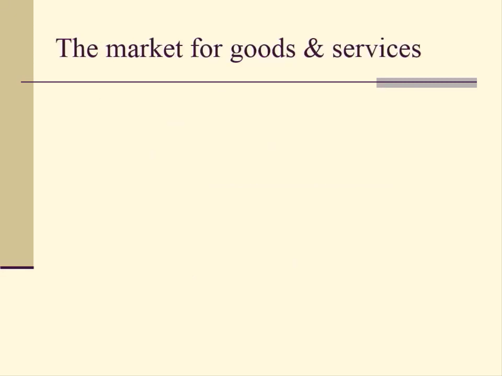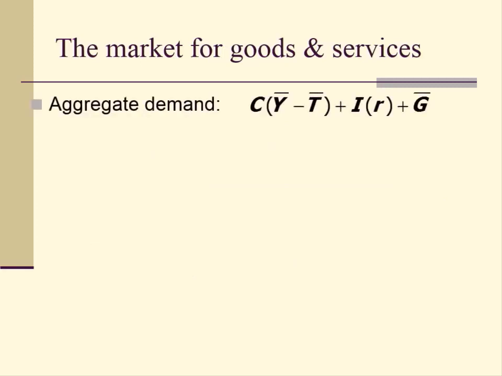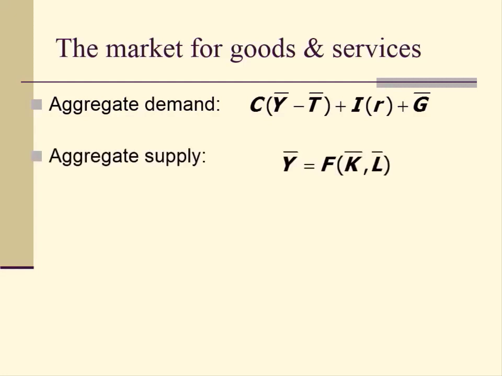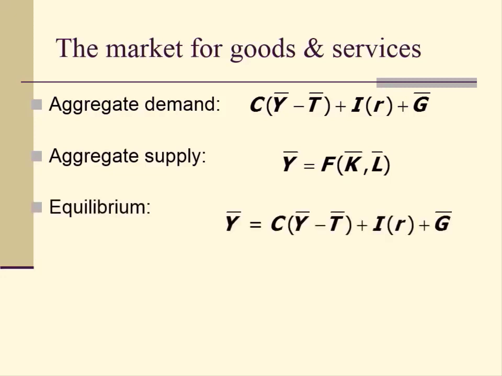So at the end, the market for goods and services can be depicted in this way. That is, aggregate demand should be equal to C of Y bar minus T bar plus I of R plus G bar. And aggregate supply is depicted as Y bar equals F of K bar and L bar. And at equilibrium, where aggregate demand equals aggregate supply, Y bar should equal C of Y bar minus T bar plus I of R plus G bar.